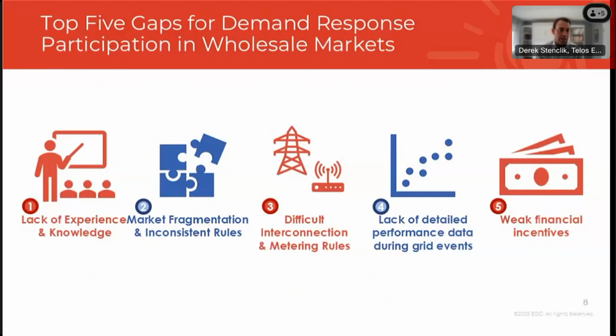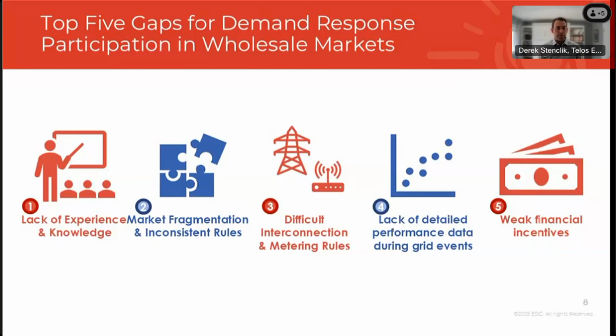The first is just a lack of experience and knowledge, on both sides of the coin. The end use customer has a lack of experience and knowledge, but also some of the market designers or utility designers lack experience around new technologies that are coming into play and some of the metering requirements and interconnection requirements that go with that.